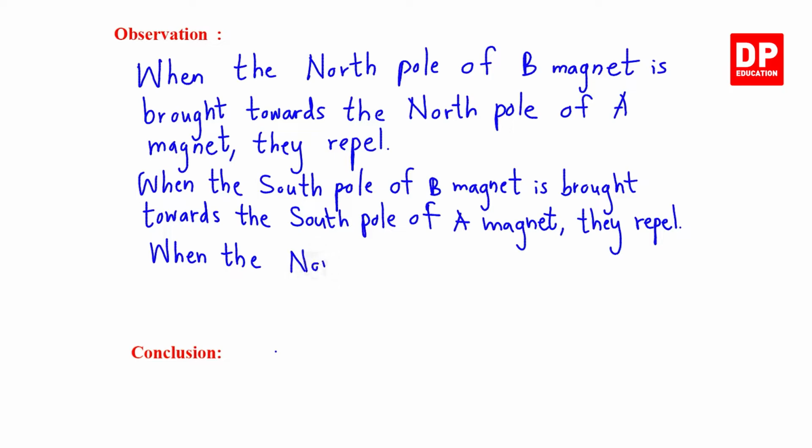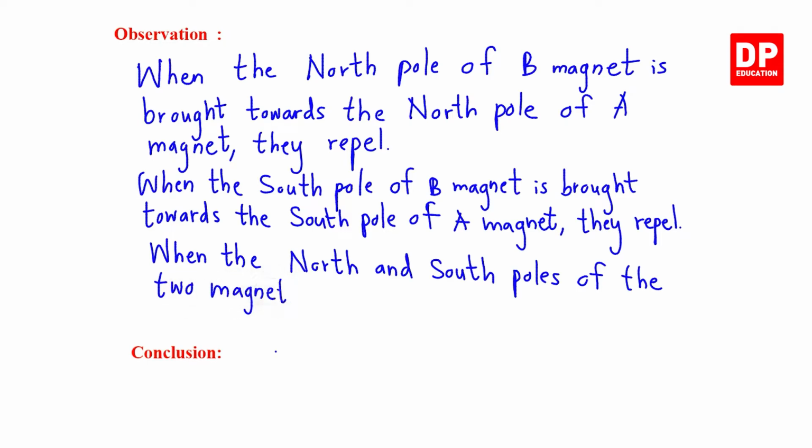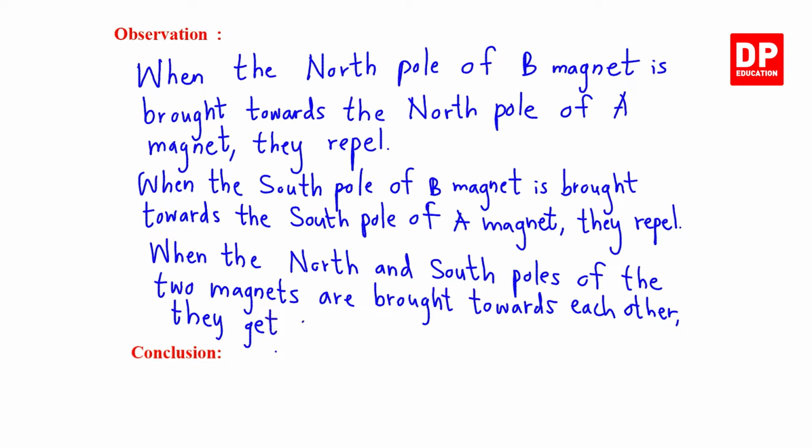When the north and south poles of the two magnets are brought towards each other, they get attracted. They get attracted.